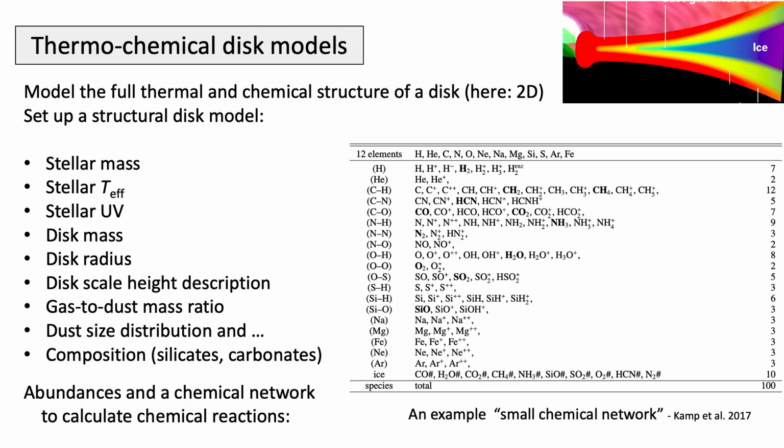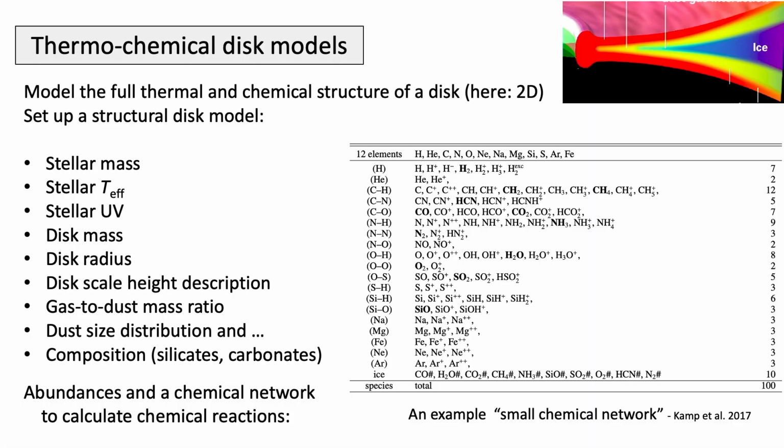It doesn't have to be exactly 100. Dust size distribution, which I already mentioned. And then the composition, roughly speaking, what you have already in the disk. You can add dust, of course, silicates, carbonates. These are the inputs that you need for the model.